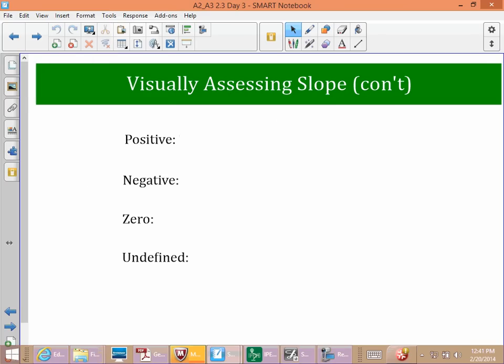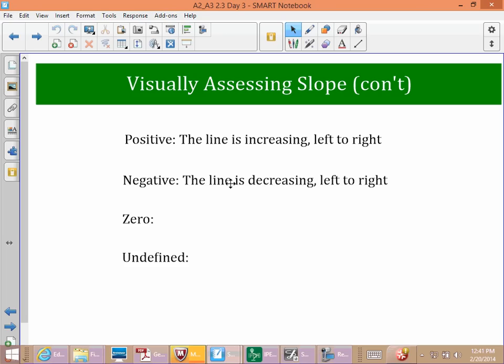All right, a positive slope. The line is increasing from left to right. Now, the left to right thing is very important. We always assess slope from left to right. So we start out on the left-hand side, and then as we travel right, the line is increasing or going uphill. Negative is the same, but opposite. The line is decreasing from left to right. So from left to right, the line is going down or downhill, decreasing. Zero is a horizontal line, and undefined is a vertical line.